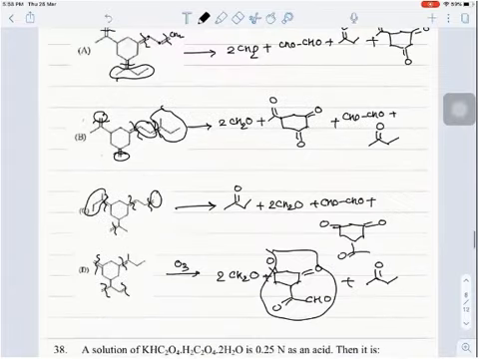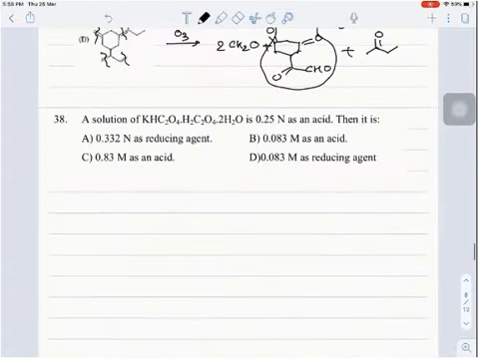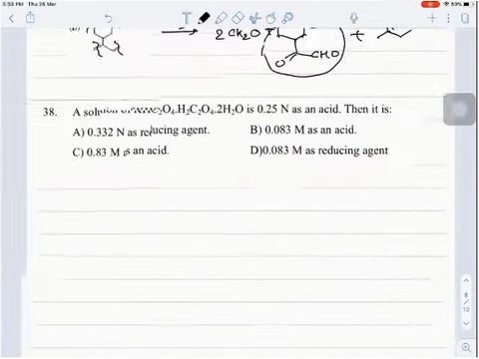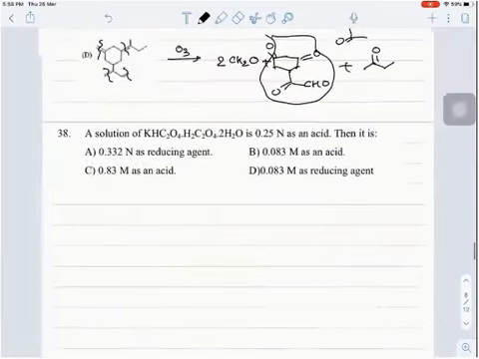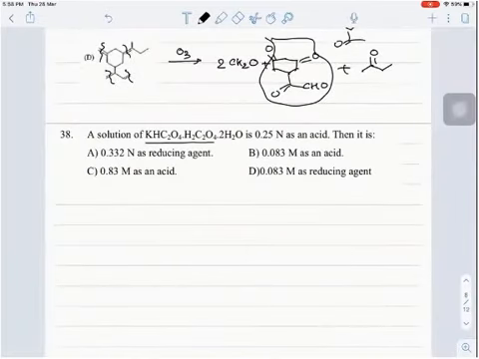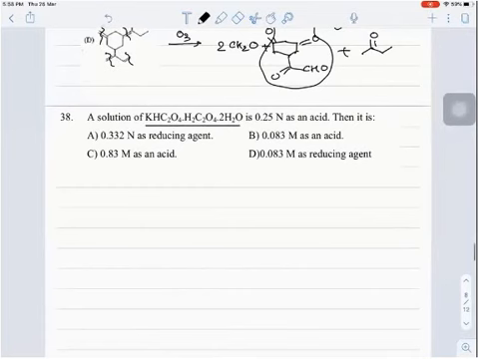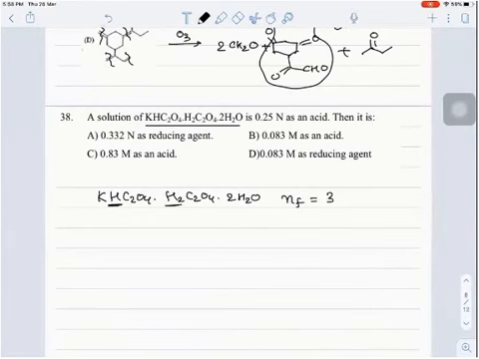Okay. So next question. This is based on the titrations. Some compound is given, KHC2O4.H2C2O4.2H2O, and its normality as an acid is given. Here it can lose this H+ and these 2H+, so its N factor is 3.